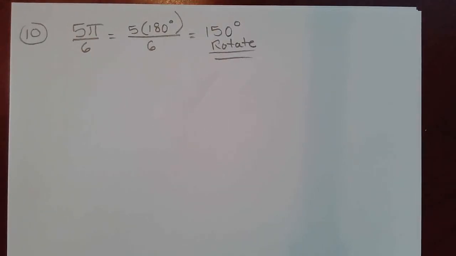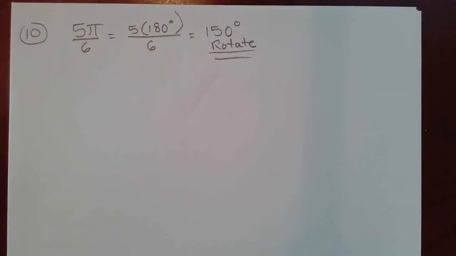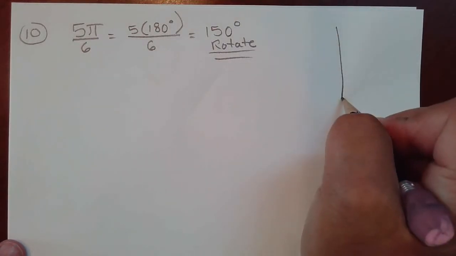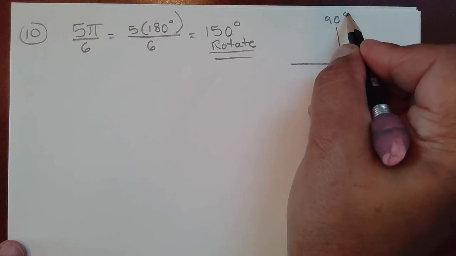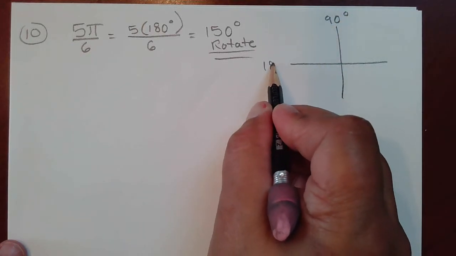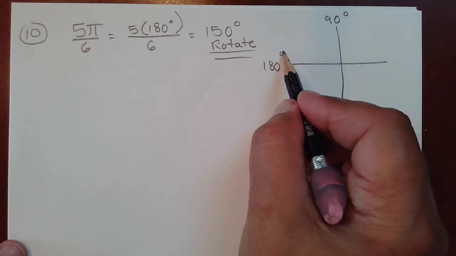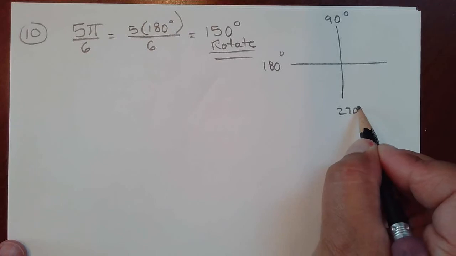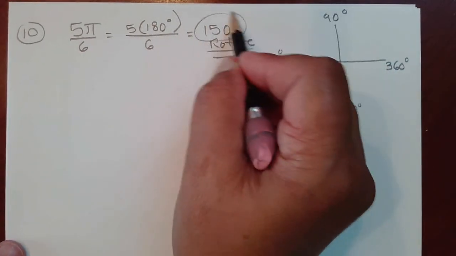You know, you might say, well, what happened to the 30s, the 60s, and the 45s? This is a cousin to one of those. It's just that you're going to be in a different quadrant because you're rotating pretty far, but you're still going to be in one of those special right triangles. So rotating to 150, please try to recognize the landmarks going around a circle. Every time you pass through a quadrant, it's 90, another 90. Another 90.